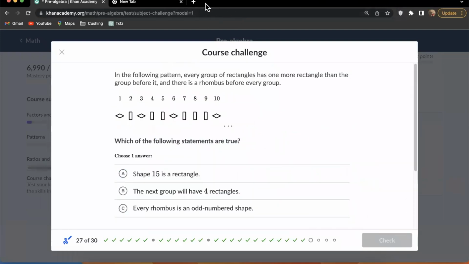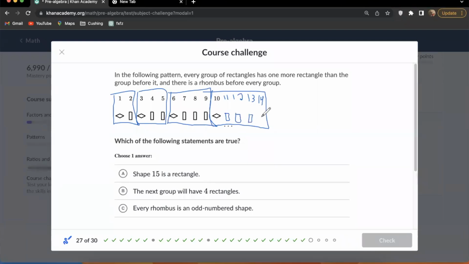This says in the following pattern, every group of rectangles has one more rectangle than the group before it. And there's a rhombus before every group. So this is the first pattern. It's rhombus rectangle. And then it's rhombus double rectangle. Then it's rhombus triple rectangle. Then it's going to be rhombus quadruple rectangle. So it's going to be 11, 12, 13, and 14. This will be our quadruple rectangles. Rectangle, rectangle, you get a rectangle. The next shape would be the rhombus, and that would be the 15th shape.